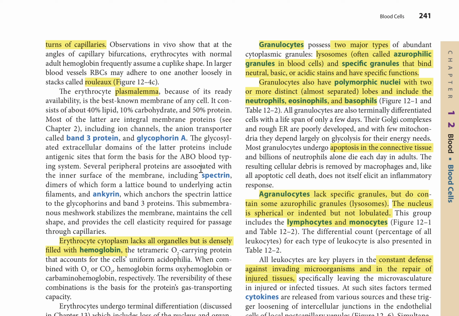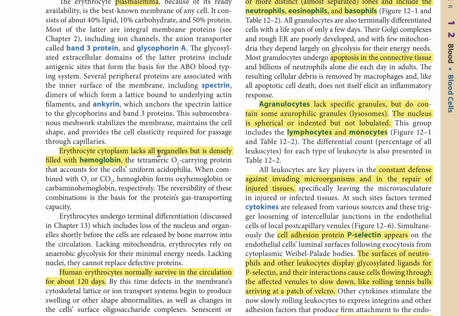Several peripheral proteins are associated with the inner surface of the membrane, including spectrin dimers, which form a lattice bound to underlying actin filaments, and ankyrin, which anchors the spectrin lattice to the glycophorin and band 3 protein. This submembranous meshwork stabilizes the membrane, maintains the cell shape, and provides the cell elasticity required for passage through the capillaries.